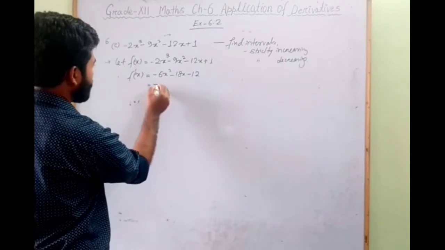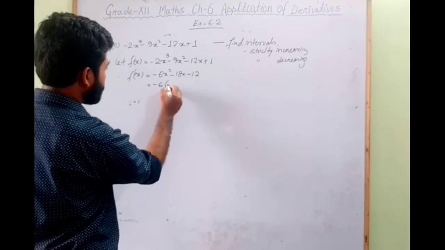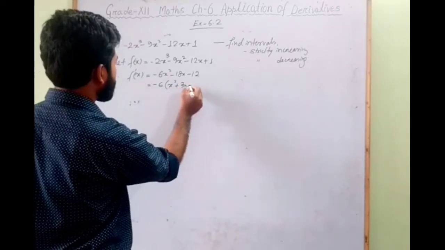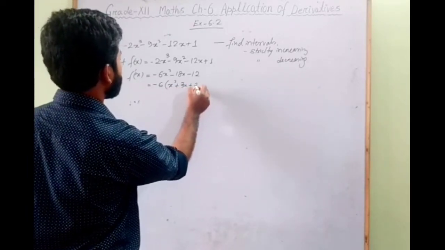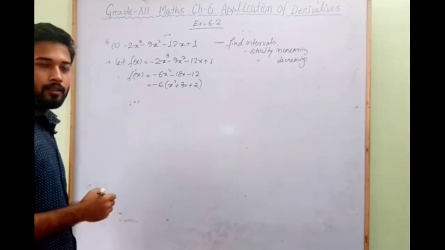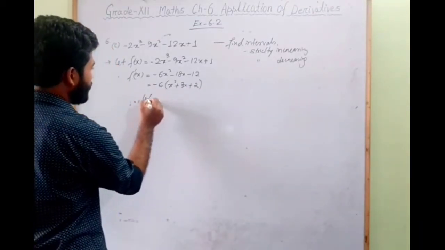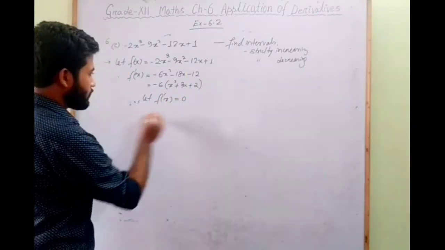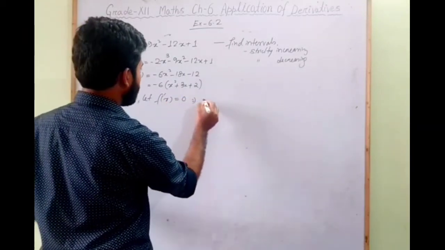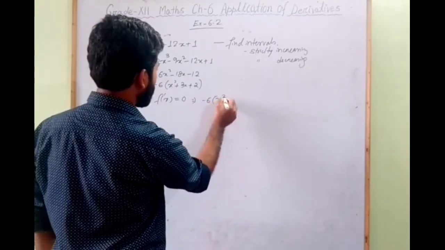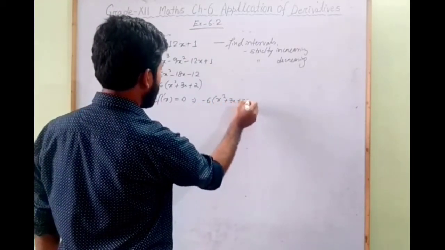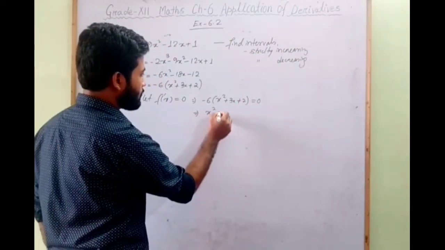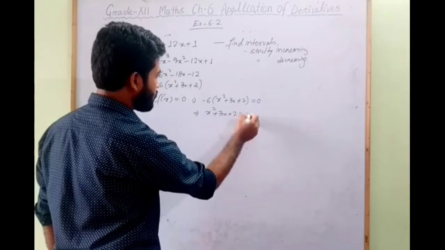So I can write it, taking -6 common, as x^2 + 3x + 2. Fine. Now what to do? Let f'(x) = 0. Equate this to 0. Then we shall have -6(x^2 + 3x + 2) = 0. So this will give us x^2 + 3x + 2 = 0.